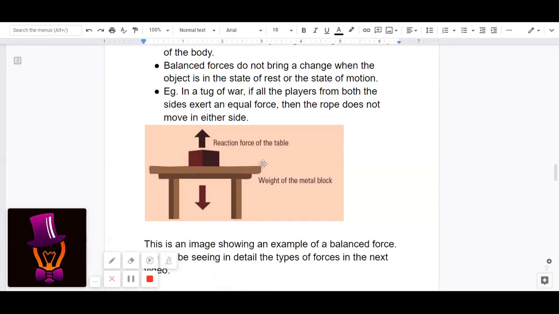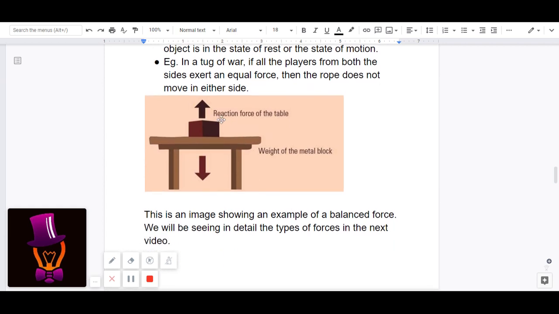Here's an image showing the balanced forces. So this is a block on a table. The weight is a type of force. It's pulling the block down, but the table, using the normal force, is pushing the block up. So due to the same amount of force, the forces get cancelled because they get subtracted and become zero. Hence the block is not moving at all.